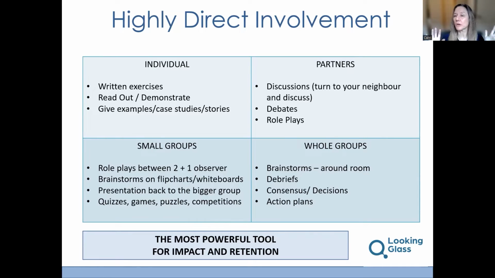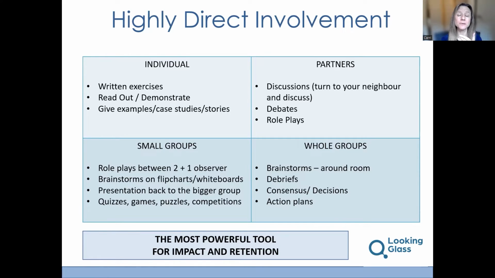Quizzes, games, puzzles, competitions, all of these are, of course, your traditional training tools. Keep them relevant, keep them pointed, make sure there is a point you want to take out from each exercise that you do. It's really well thought through. And then there's whole of group stuff where you're getting consensus or decisions and action plans going forward, and we need to pull it all together. And again, going around the room to get everybody's input on that.